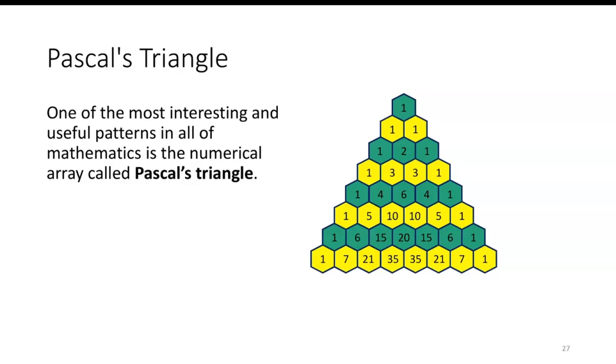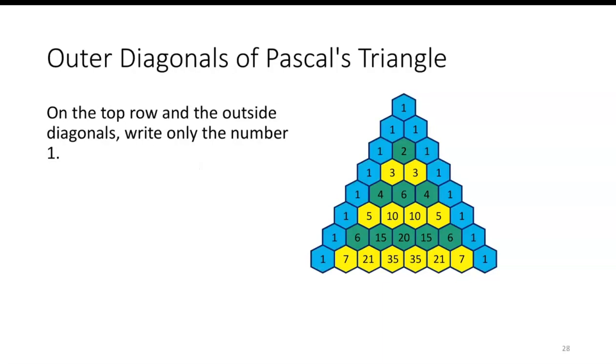One of the most interesting and useful patterns in all of mathematics is the numerical array called Pascal's triangle. Essentially, on the top row and the outside diagonals, you can just write a bunch of ones. Everything's ones.